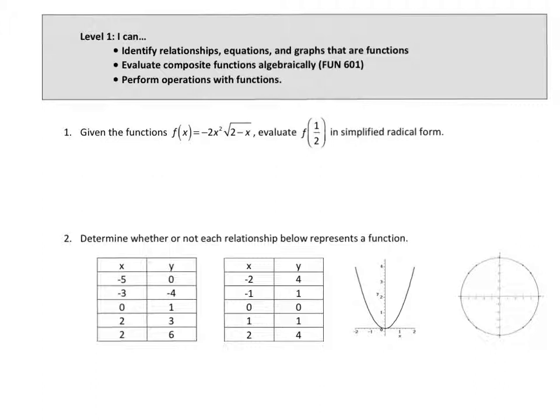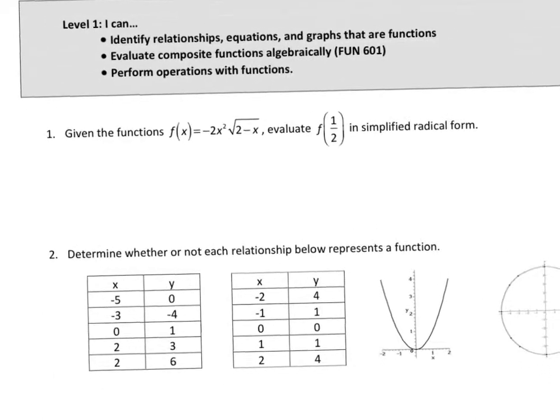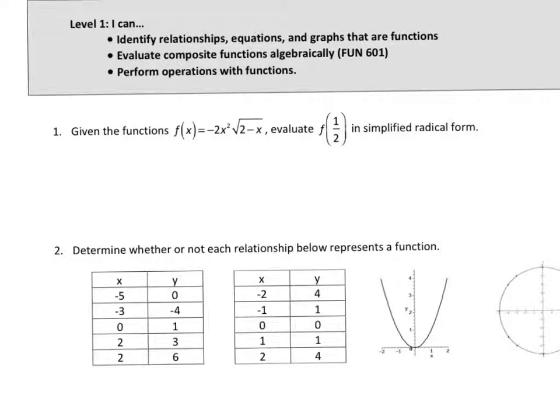This first example is an example of evaluating a function, where you plug a number into the function and evaluate. So in this first function, we will be plugging 1/2 in for x. So everywhere that there's an x, I replace with 1/2. We get -2 times (1/2) squared times the square root of 2 minus 1/2. And then we just have to simplify.